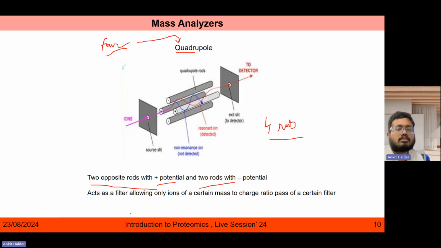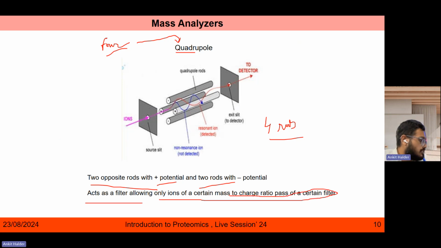So what this positive potential and negative potential is doing is that it acts as your filter, right? This acts as a filter which allows ions of a certain mass to charge ratio to pass through.